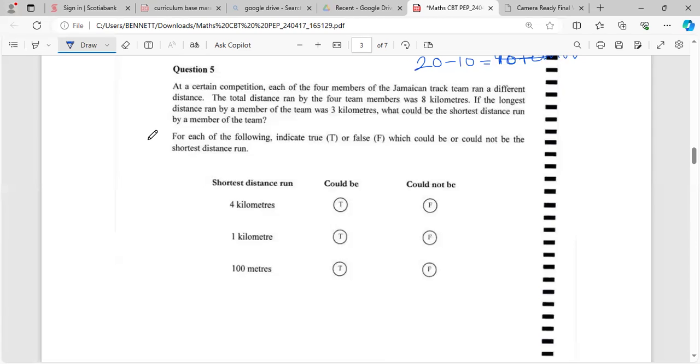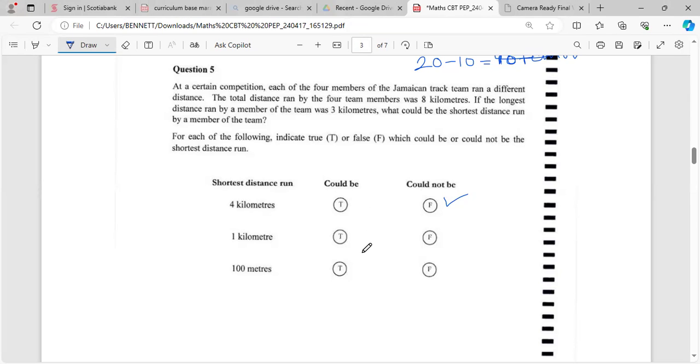WhatsApp me then, guys. And then we look at each person. All right, so for 4 kilometers, you say could not be. Yes, sir. All right, what about 1 kilometer?